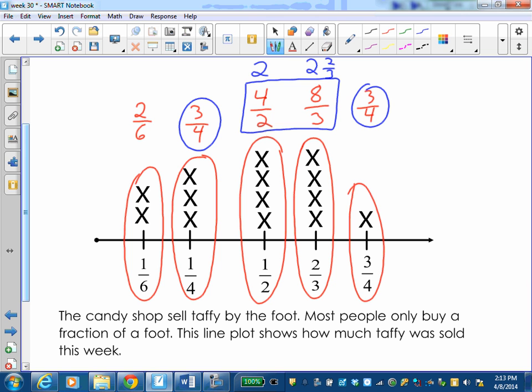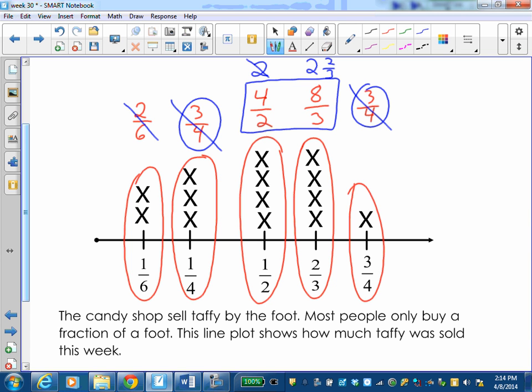3/4 is a regular fraction, a proper fraction. It's smaller than a whole. So that means these are not the ones that sold the most taffy. 2/6 is not. That's way less than a whole. And 2 is less than 2 2/3.